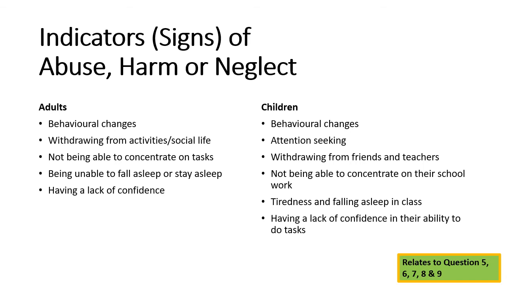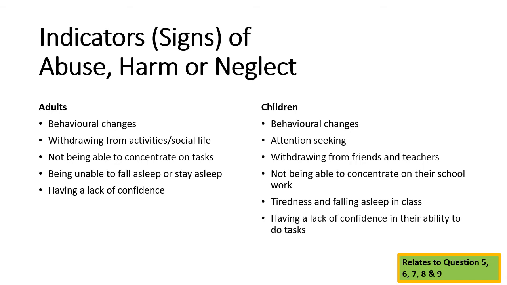And then if we look over at the children, some of them are similar and there is a few more. So behavioural changes, so in adults and children, you get to know people in your care, adults and children, and you'll get to know if their behaviour changes because you'll get to know them really well. Attention seeking, if a child becomes attention seeking, there may be reasons for that. Withdrawing from friends and teachers, not being able to concentrate on the schoolwork, tiredness and falling asleep in class. These are all signs and symptoms that something may be happening at home or to them. Having a lack of confidence in their ability to do tasks.